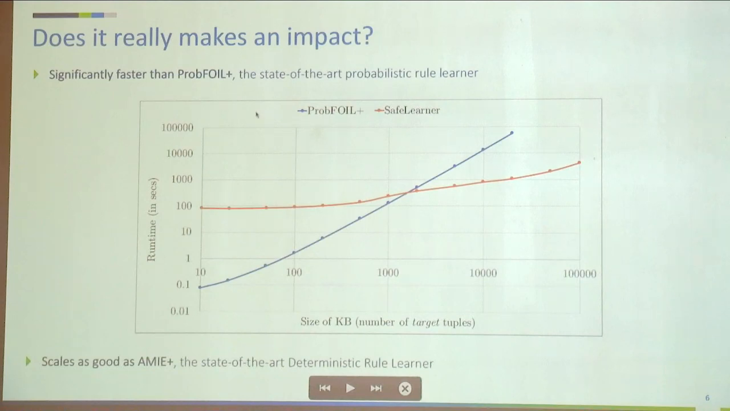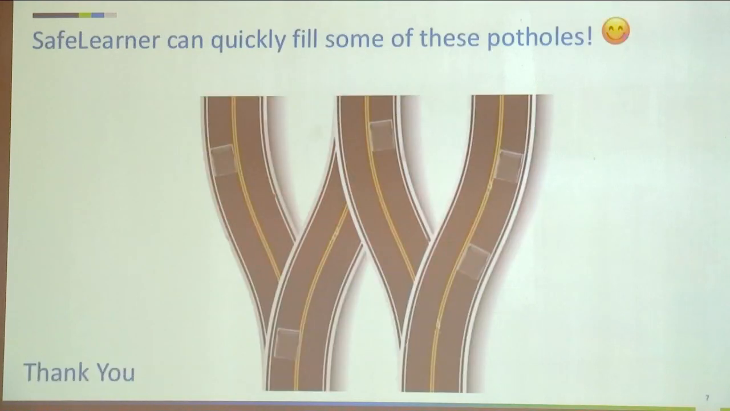It really does make an impact, because it's significantly faster than ProbFOIL, which is the state-of-the-art probabilistic rule learner. And since it uses AMIE Plus, it also scales as well as that. The orange line is our Safe Learner, and it has significantly less runtime than ProbFOIL Plus. So the takeaway is that Safe Learner can quickly fill some of the potholes. Thanks.